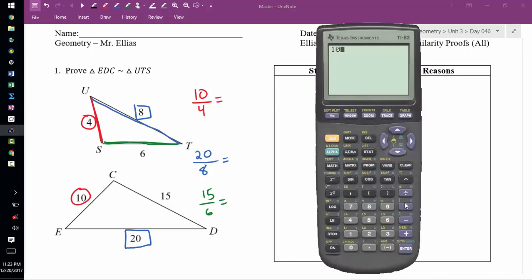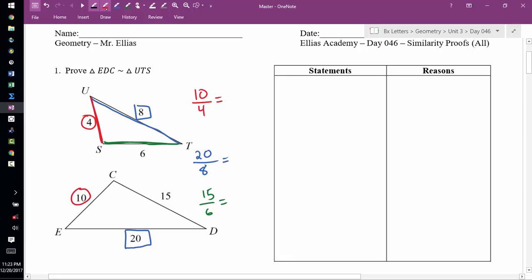So I'm going to do 10 divided by 4, 2.5. I can expect to get the same thing for all the other ratios, because that's how I know the triangles will be similar. And if they're asking me to prove it, they must be similar. But it's about going through the steps to showing that. So I can see all those ratios are in fact equal. They all equal 2.5. So I'm going to put that in.